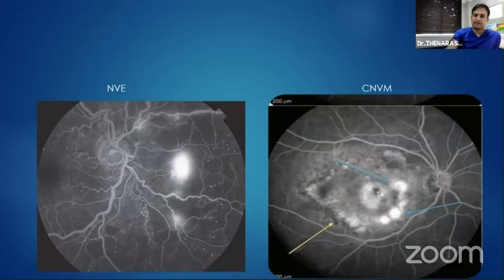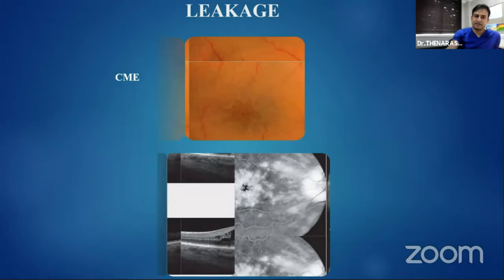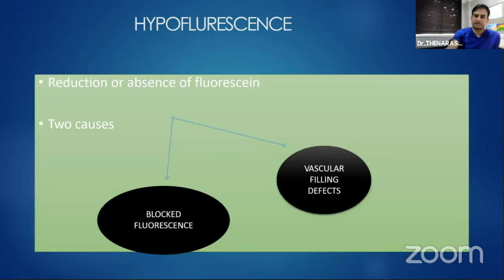So commonly you can see neovascularization elsewhere. In the first picture, you can see an increase in the intensity and size in the late phases. Again, you can diagnose choroidal neovascular membrane with a late leakage. So this is a case of cystoid macular edema. You can see the classical flower petal appearance and the late leakage.